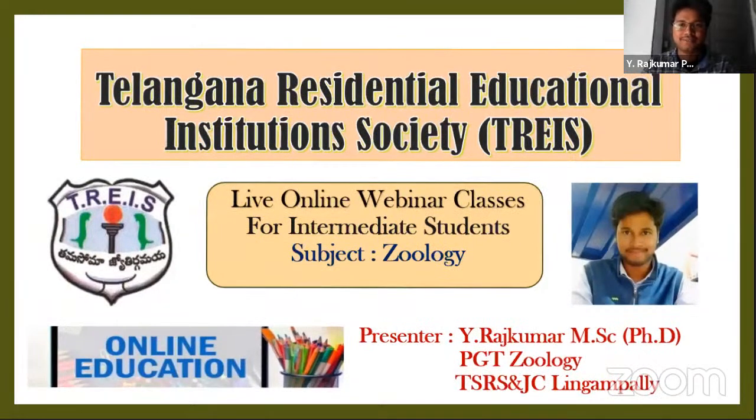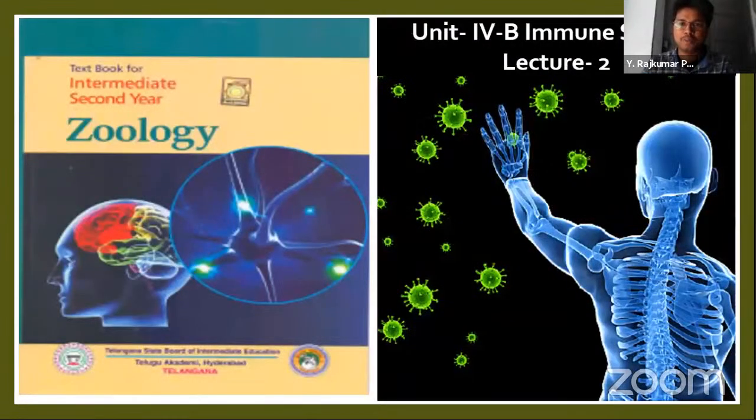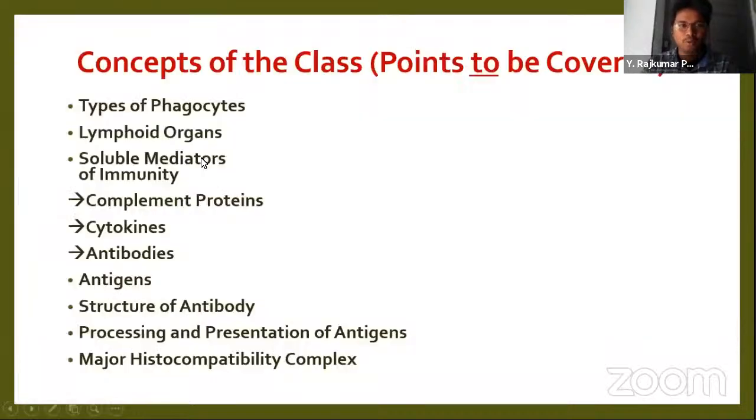Yesterday, we started unit 4B, which is the immune system. We completed lecture 1, and this is lecture 2 of that unit. This is from your second year zoology. What are we going to learn in this class?